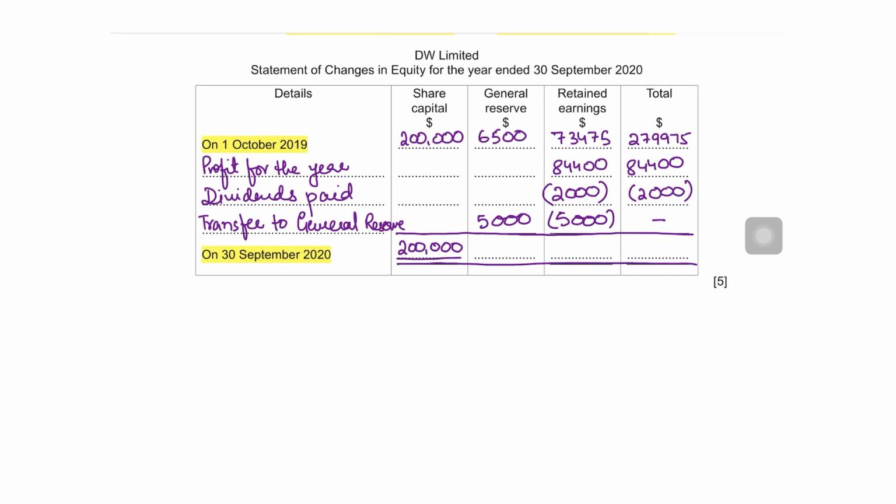Issued share capital would remain the same, 200,000. General reserves would increase to 11,500. Retained earnings would be 158.75, and my total would be 362,375. Right? This is how we prepare our statement of changes in equity.